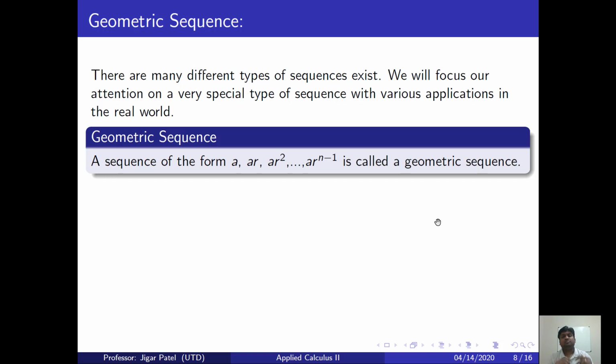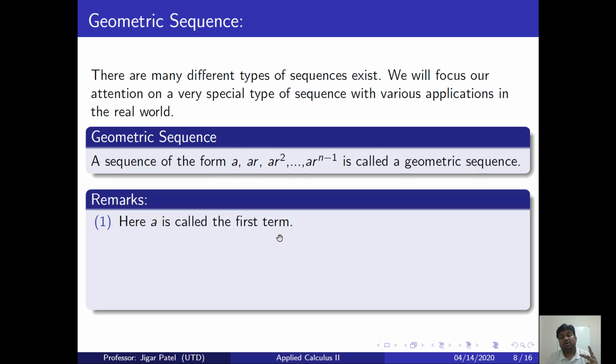All right, I would like to give you three remarks based on this definition. The first two remarks are going to be the names of these two numbers that we have used. All right, let's give them a name. A, I am going to call it the first term of the sequence. All right, R, I am going to call it the common ratio. Remember why I call it common ratio? Because it's a ratio of any two consecutive terms.